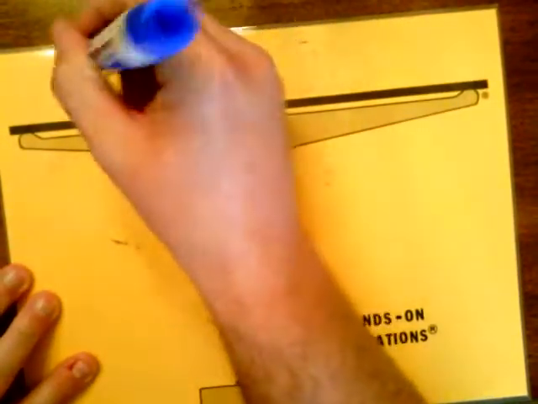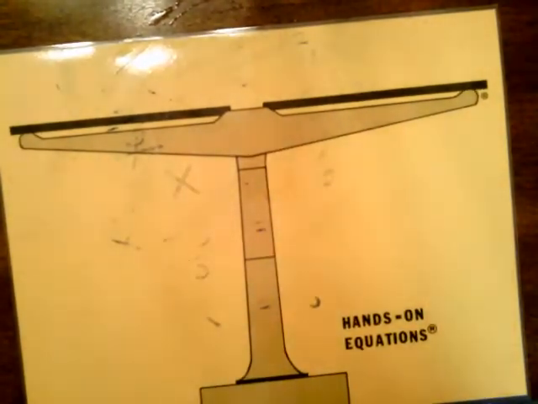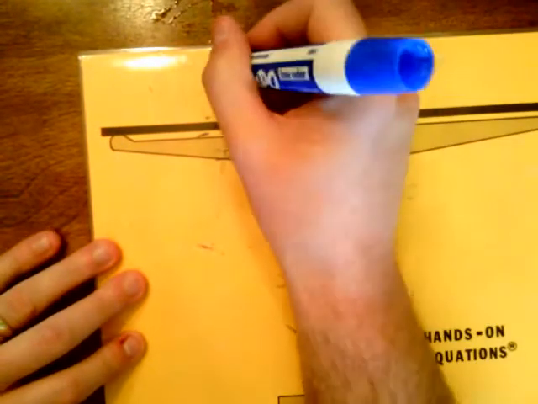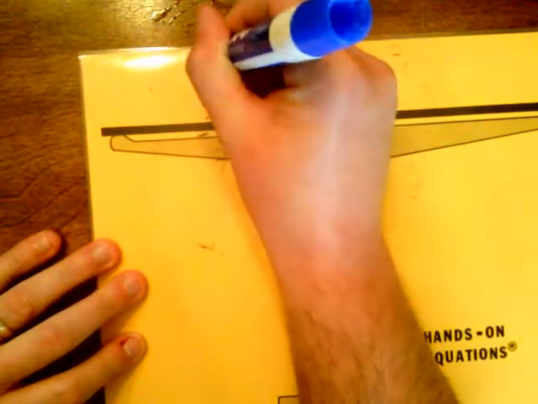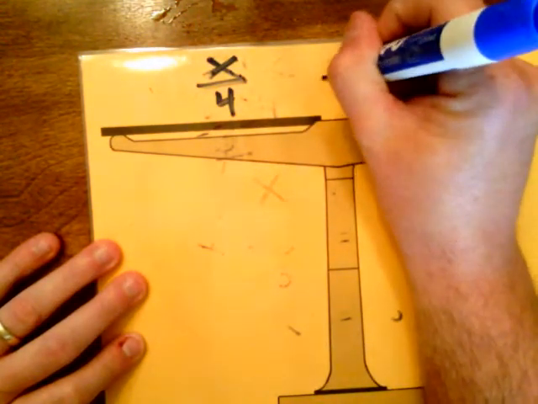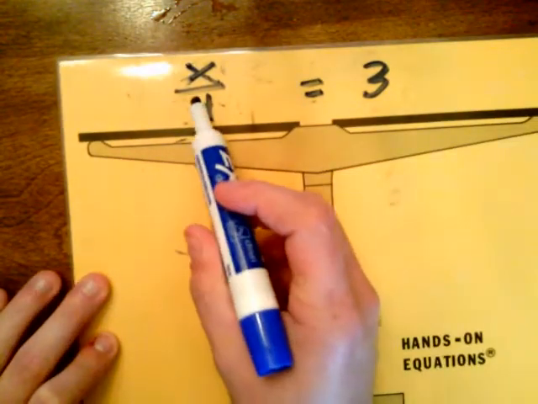x divided by 4 equals 3. So what is being done to the x?